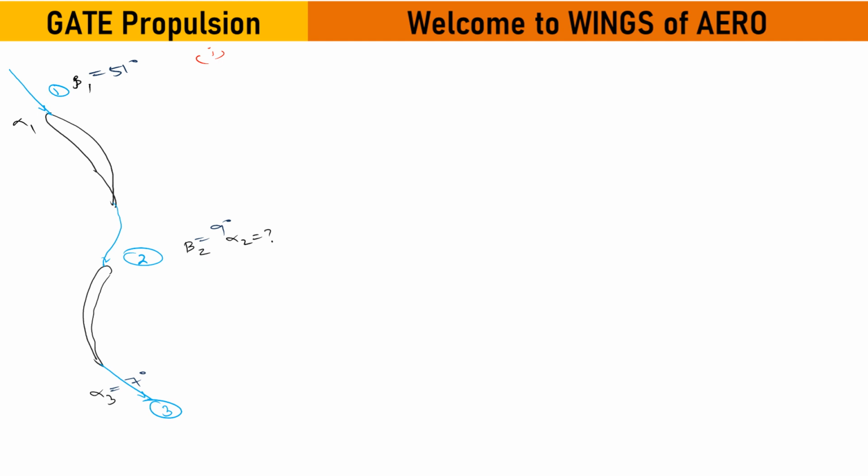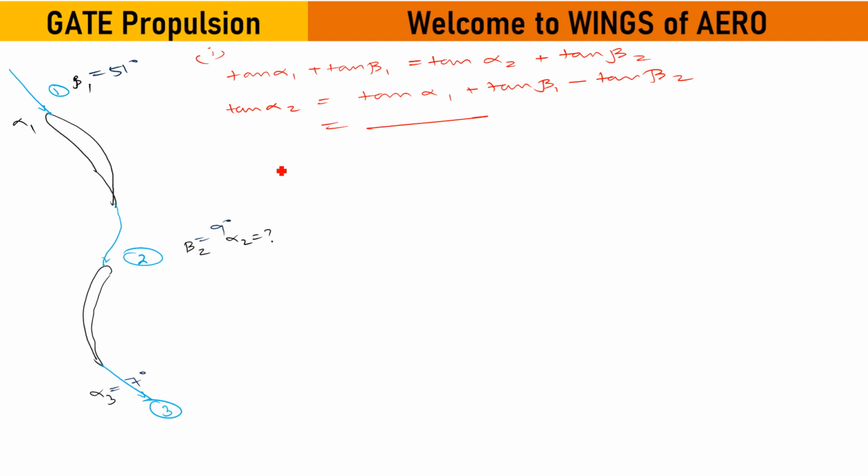Tan alpha 1 plus tan beta 1 equal to tan alpha 2 plus tan beta 2. Absolutely. So here all the values are known except tan alpha 2. So tan alpha 2 equals tan alpha 1 plus tan beta 1 minus tan beta 2. All the values are known to you. Substitute, then alpha 2 equals tan inverse of that value, and you will get the answer in degrees, right? Come on, hurry up, find out and tell me the answer.